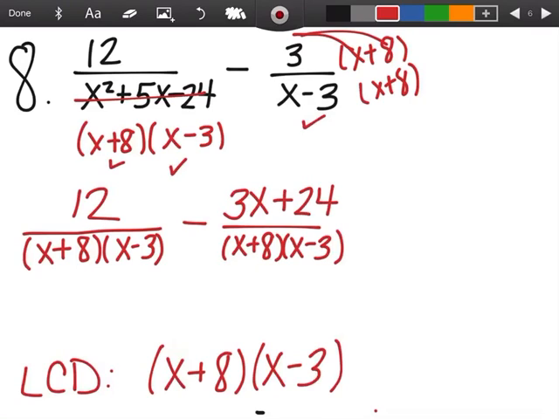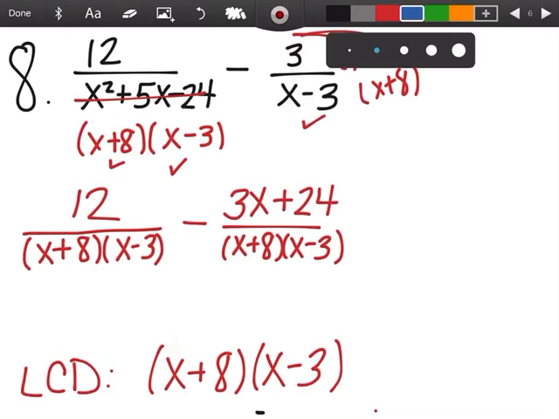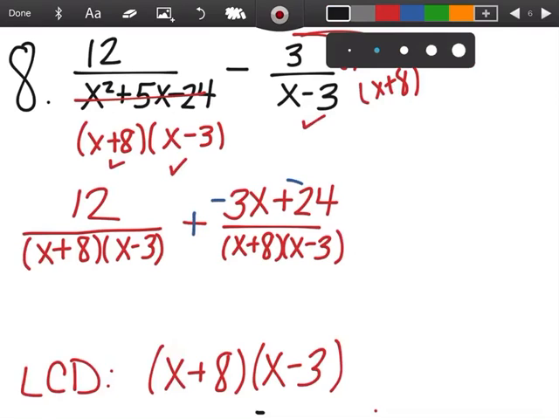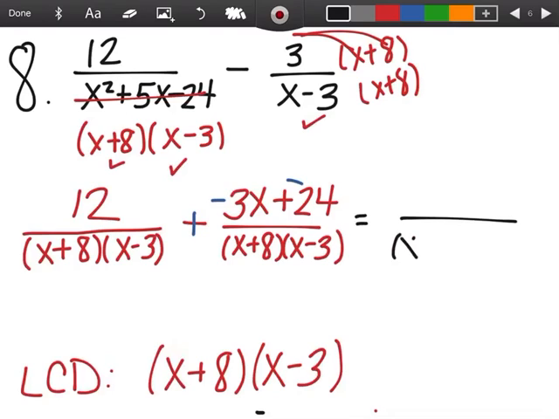Now you have a couple of options here. You can decide that you just want to be careful with your subtraction, or you can change this into an addition problem and distribute the negative, as long as you make sure that negative applies to not only the 3x, but also the 24. So then I subtract fractions, so the denominators stay the same, x plus 8, x minus 3. And it's typical to write it in standard form, so I would put a negative 3x, and then 12 minus 24, 12 plus a negative 24 is minus 12.